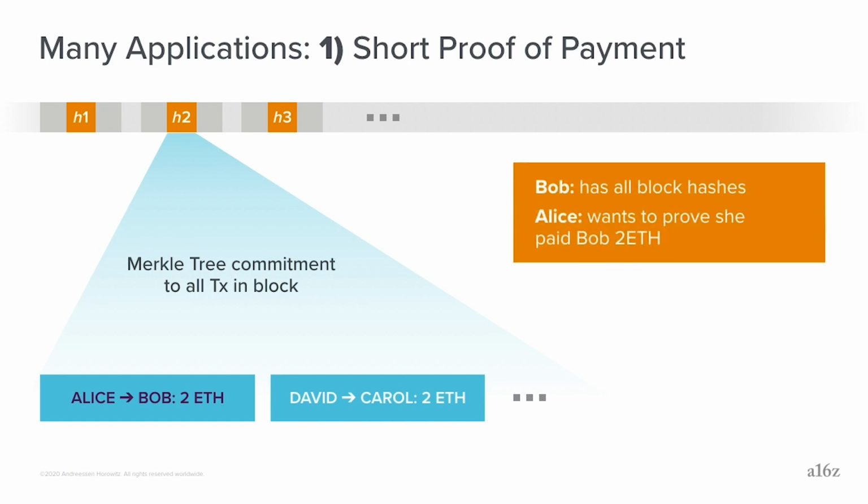But now if Alice wants to prove to Bob that she really paid him 2 ETH, it's really easy for her to do because she can produce this very short proof that says, yes, this transaction is part of what was committed to on the blockchain. So again, Alice can produce a very short proof to Bob. Bob can check the proof. Bob has all the block headers. He can check the proof and be convinced that Alice really paid him.